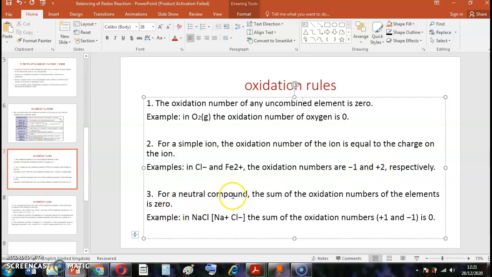For a neutral compound, that is oxidation number rule number 3. The sum of oxidation numbers of the elements is 0. That is, when you take a compound and it's neutral, that is, the whole compound doesn't carry a charge, after summing up all the individual oxidation numbers, you equate it to 0. I'll take this into details very soon.